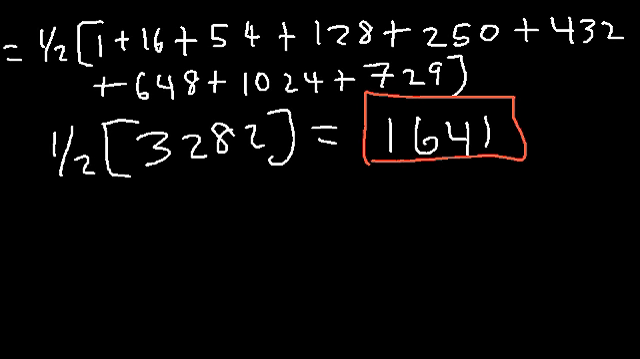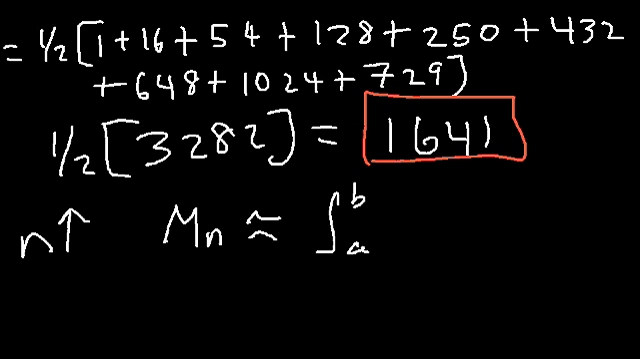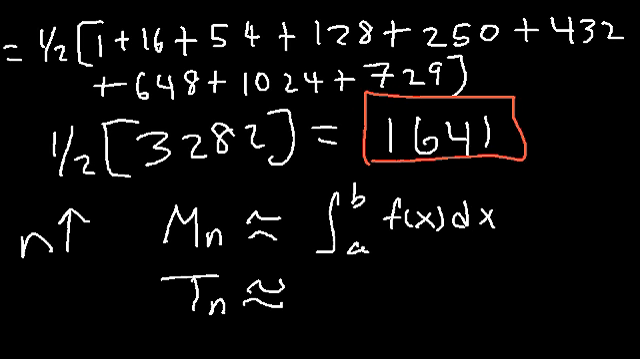As long as you increase the value of n, the midpoint rule will be very close to the integral of f of x dx in the interval a to b. And the same is true for the trapezoidal rule. As you increase n, it's going to be a better approximation of the integral.